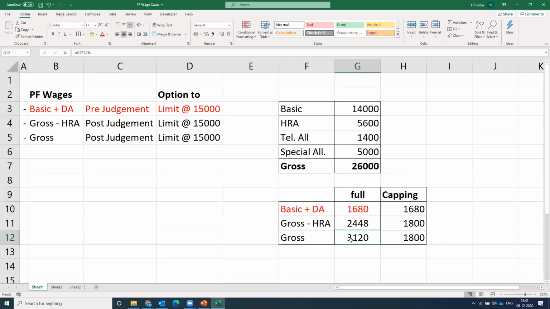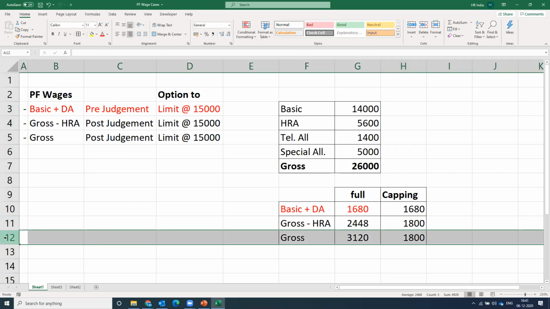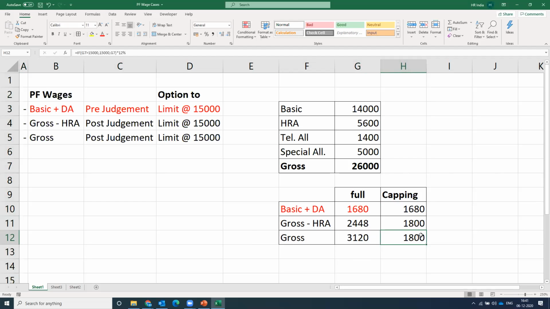But now, if you see the difference, if we cap our contribution at maximum 15,000, even if we are calculating on 26,000 on the gross salary, our cost is the same, 1800 rupees. But if we are contributing on the actual gross salary, the cost is very high. That is 3,120 rupees. So this capping option is always available, right? And you can apply this. And the best way to calculate PF is to calculate it on the full gross salary and cap it to maximum 15,000 rupees. That is the best way.